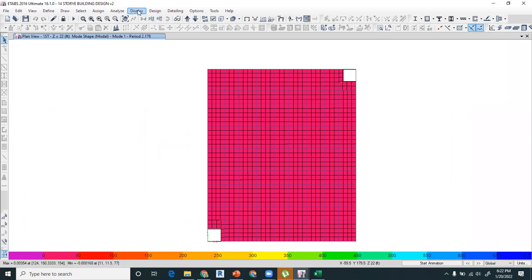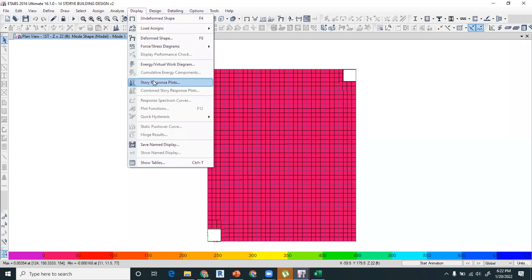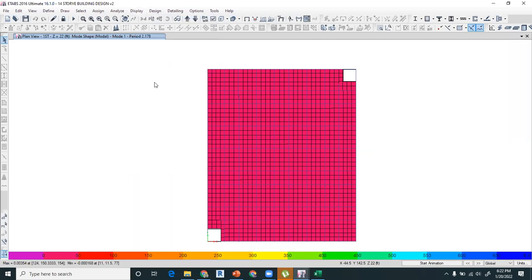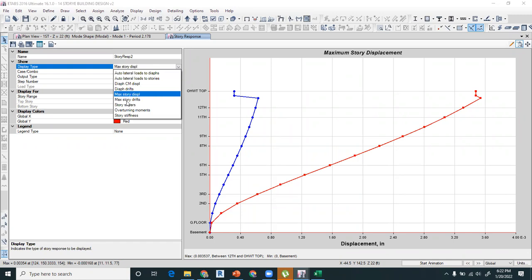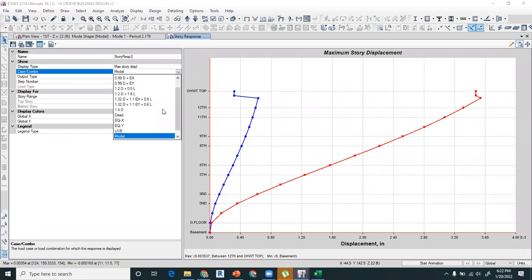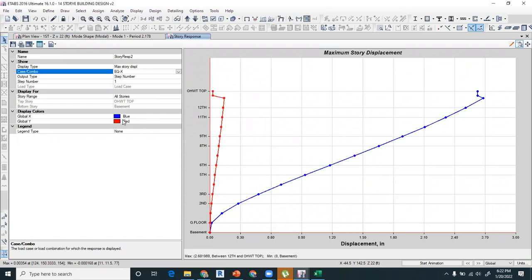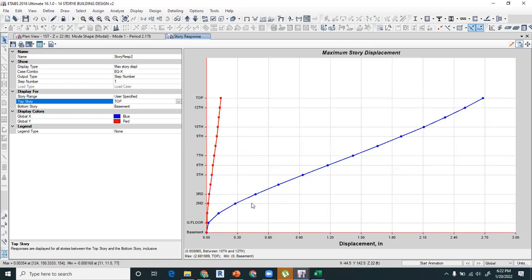You have to go to Display and click on Story Response Plots, right? So this window will appear. From the display type, you have to select the maximum story displacement. And for the case or combo, you have to select the earthquake, that is earthquake in X, right? And you have to select the story ranges. So you want basement to top, right?